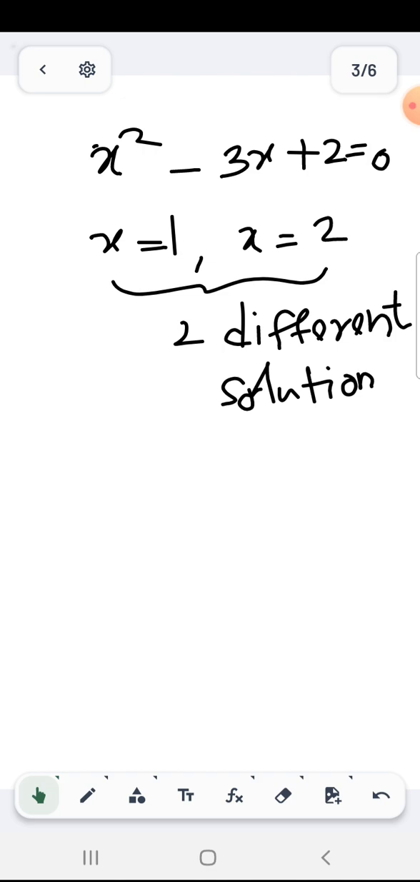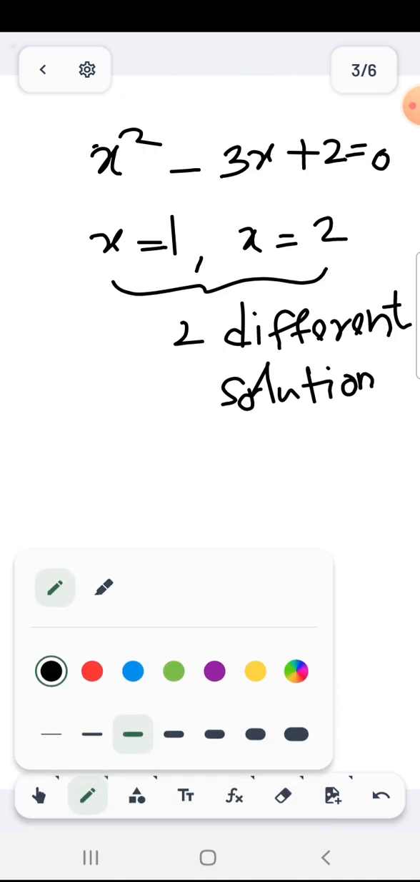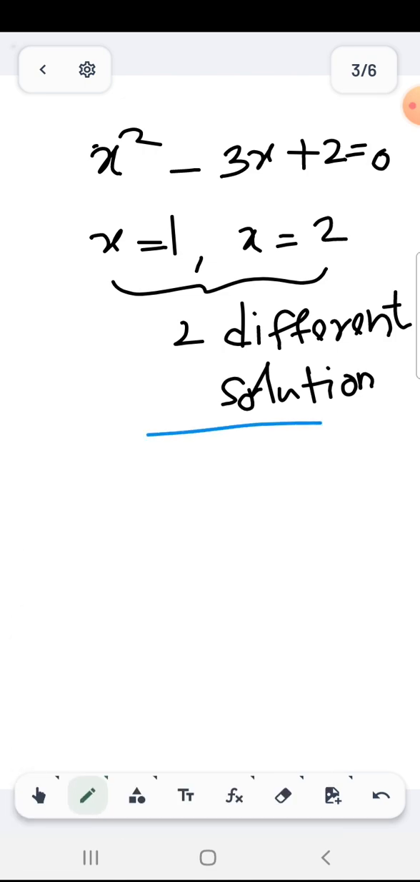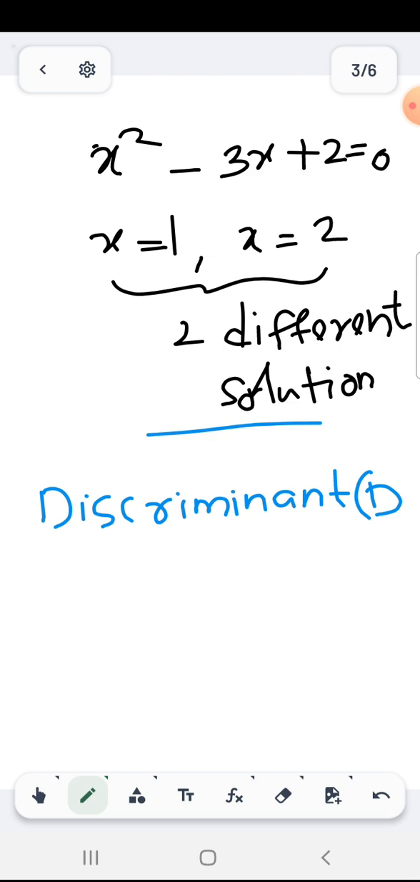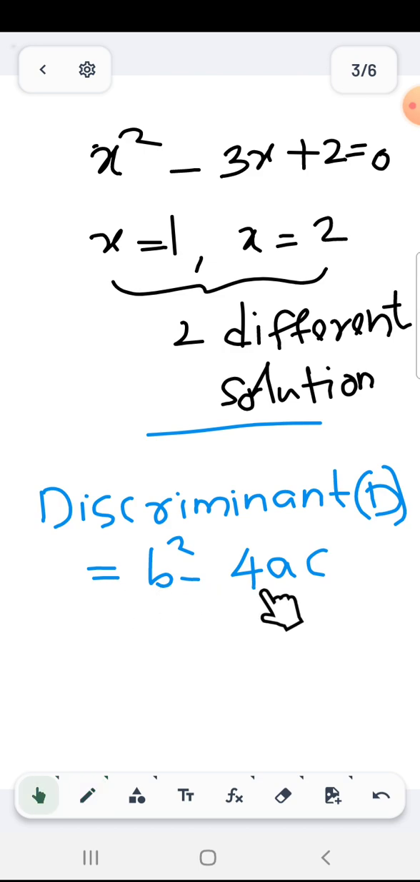So discriminant of a quadratic equation means we will find b square. The formula of discriminant is b square minus 4ac. Sometimes we use the letter D. So from the given quadratic equation, first of all we will identify a, b and c and then apply those numbers in this formula, b square minus 4ac.